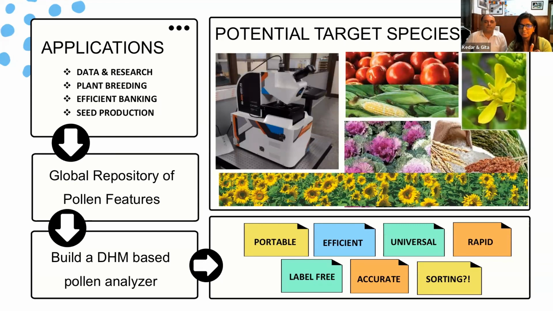If you analyze, this is a live pollen, this is a dead pollen, can you separate them and give me only the live ones? What I'm saying is to come up with some kind of a cell sorter. Kedar, can it be done, do you think?